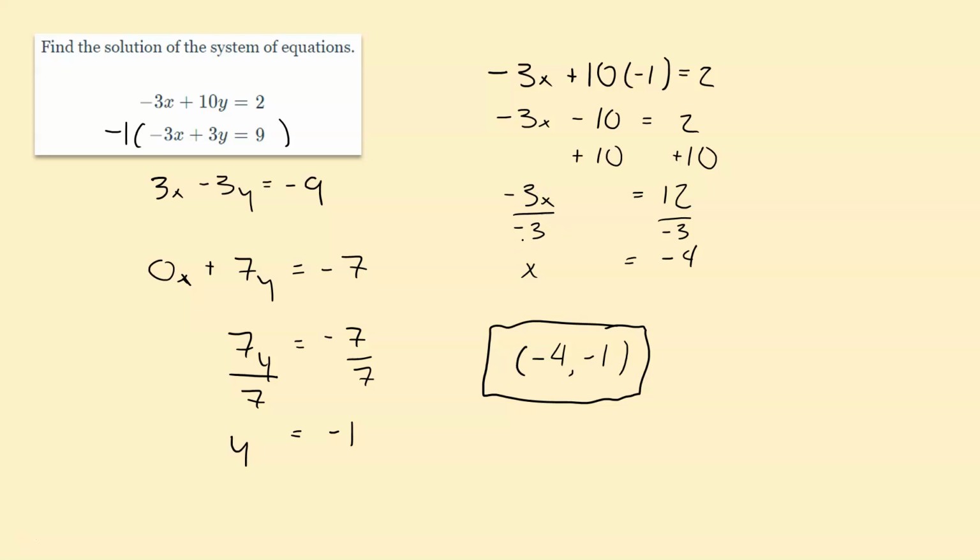To get rid of the negative 3, you've got to divide both sides by negative 3. So then you're just left with x equals 12 divided by negative 3, which is negative 4. So x equals negative 4, y equals negative 1. Again, we want to write that as an ordered pair, negative 4, negative 1, in parentheses with a comma in between. All right.